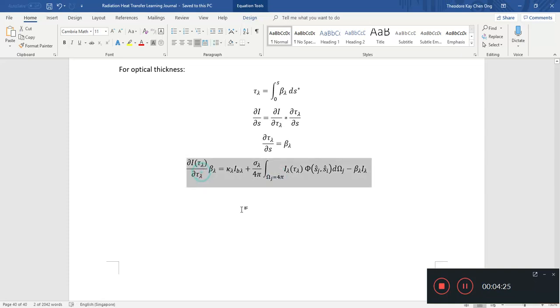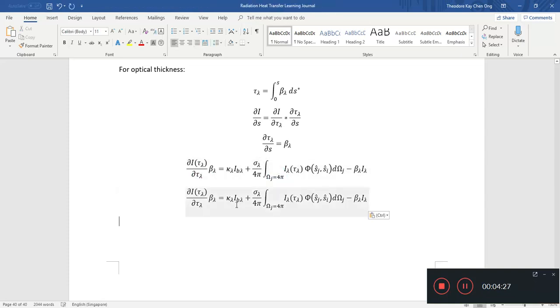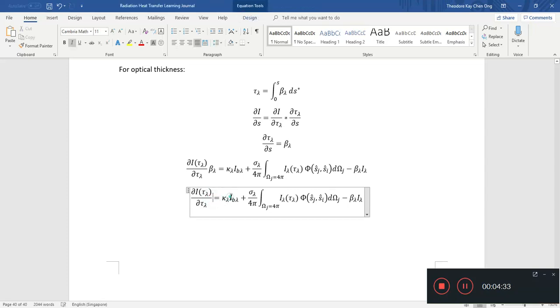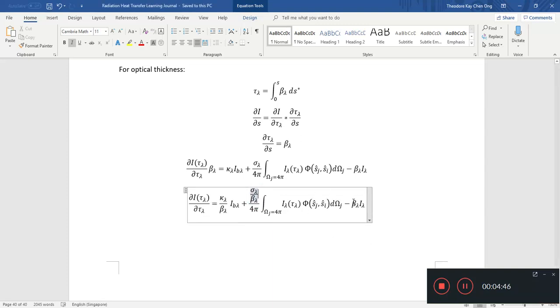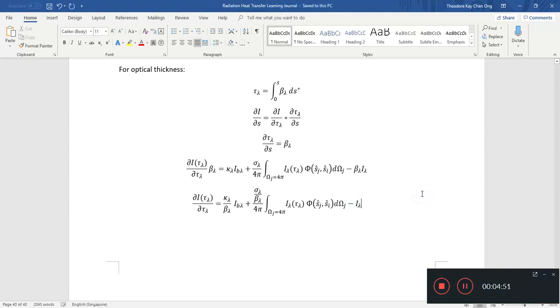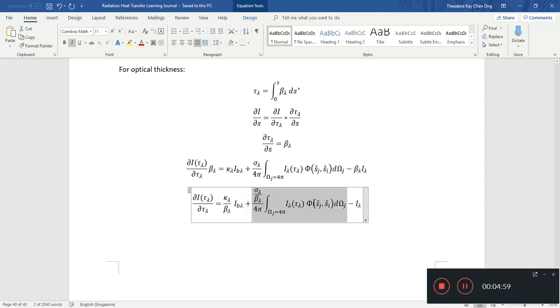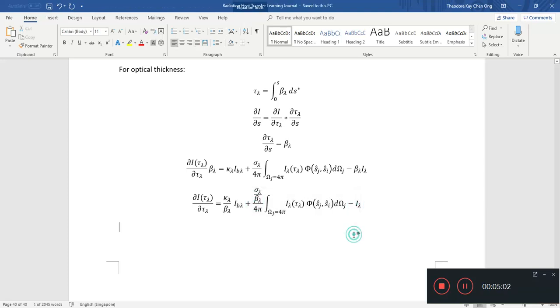Now we just divide throughout by beta lambda. I'm just dividing throughout by beta lambda, nothing more. That's 1, and this is 2. I'll just cancel this here, and that will be the third one. Remember, the terms still have the same meaning. This is the emission term, this is the in-scattering term, and this is the extinction term.